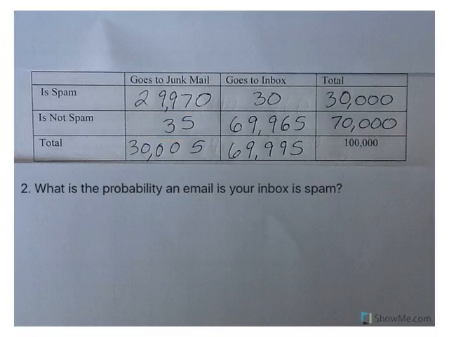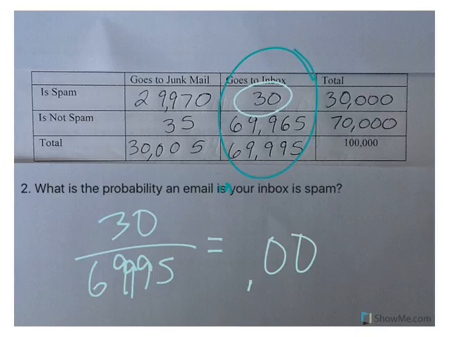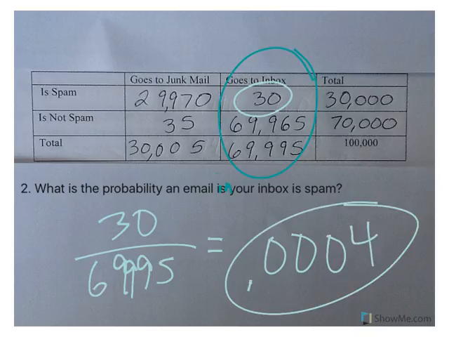Number 2, what is the probability an email in your inbox is spam? So in your inbox, 69,995, of those 30 are spam. So 30 divided by 69,995 is 0.0004. This is like a false negative, right? And it's a 0.04% chance. That is very, very small.